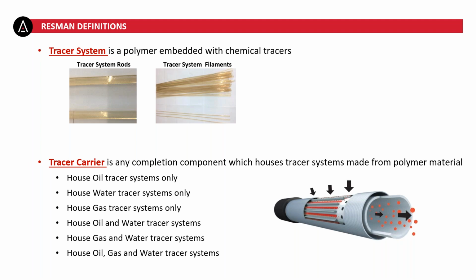Now, it's very important to note that we have up to 60 unique oil systems, and we have up to 60 unique water systems, and we have up to 13 unique gas tracers available. And with that being said, that means we can provide monitoring of up to 60 zones for oil and water at one point of time.